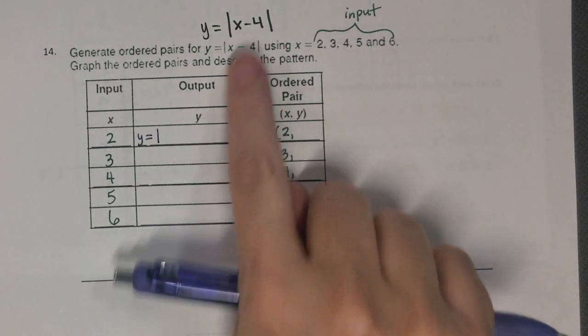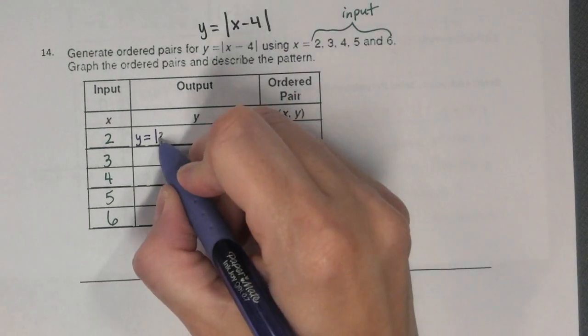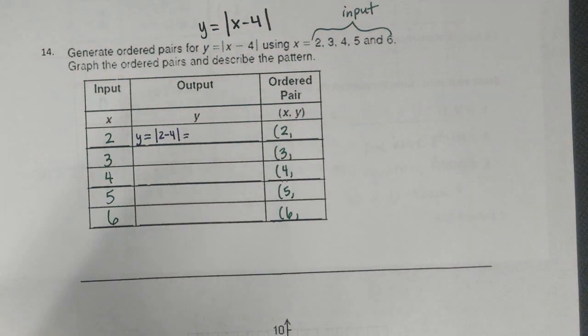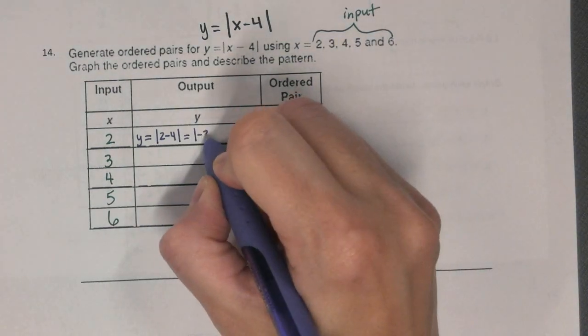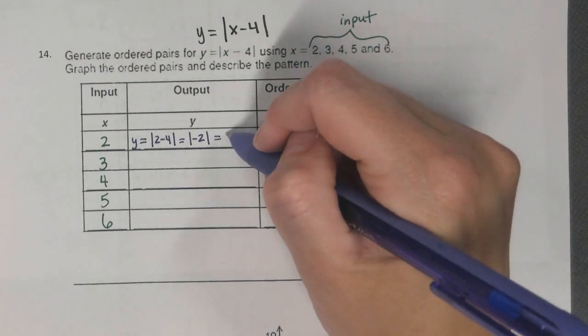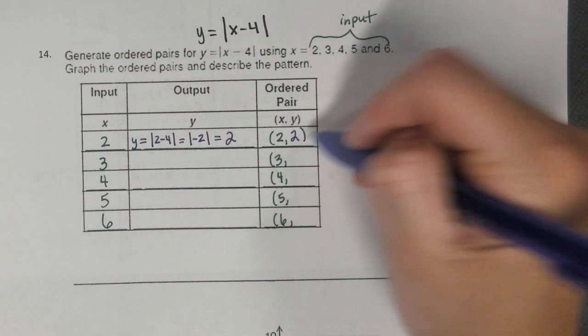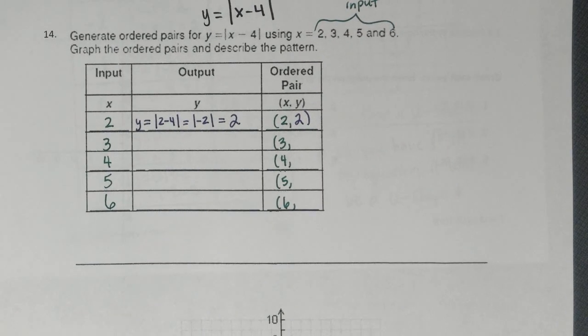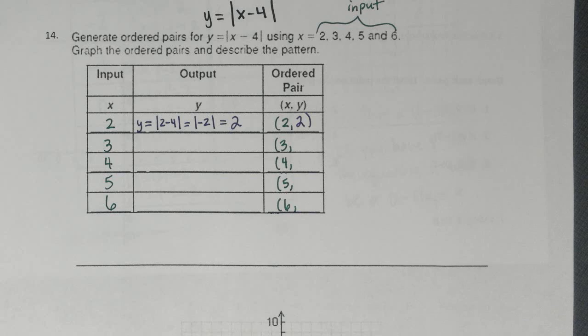If it's x minus 4 in the absolute value, we're going to do 2 minus 4, which is negative 2. But what's the absolute value of negative 2? 2. We got some Hulk colors going on here, green and purple. Some incredible Hulk colors going on here.